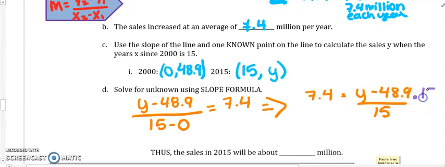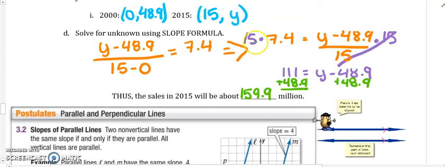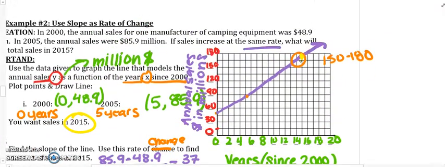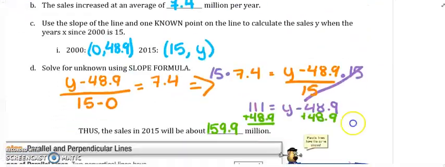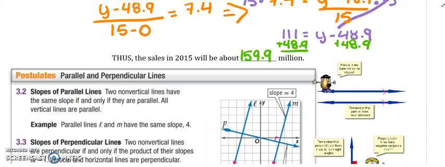The first thing we're going to do is multiply both sides by 15. It will cancel here, and then we're going to add 48.9 over. Multiplied by 15 and got 111, added our 48.9 over and got 159.9. So what we did was we predicted that in 2015 the sales would be 159.9 million. And we had said, of course my graph wasn't straight, but we knew it'd be somewhere between 150 and 180. So that matches with our graph.